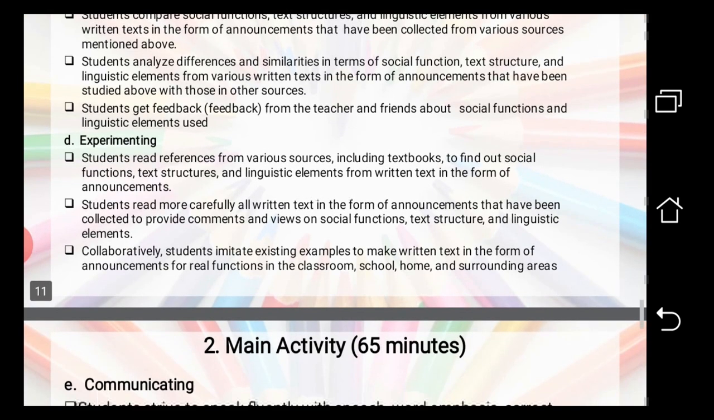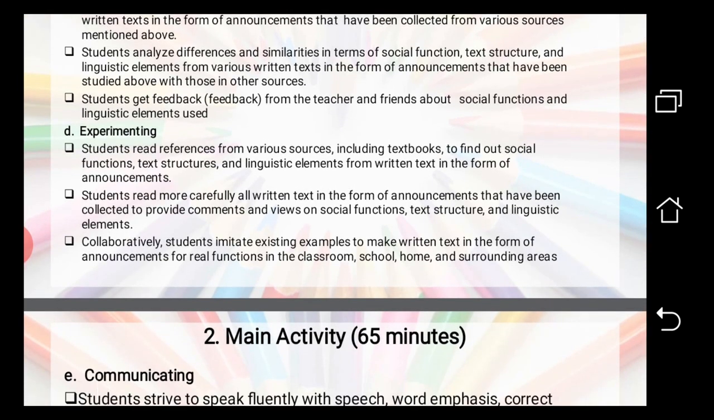The next stage is experimenting. Here, students read references from various sources, including textbooks, to find out social functions, text structures, and linguistic elements from written text in the form of announcements. And then students read more carefully all written text in the form of announcements that have been collected to provide comments and views on social functions, text structure, and linguistic elements. Collaboratively, students imitate existing examples to make written text in the form of announcements for real functions in the classroom, or they can make it for school, home, and surrounding areas.